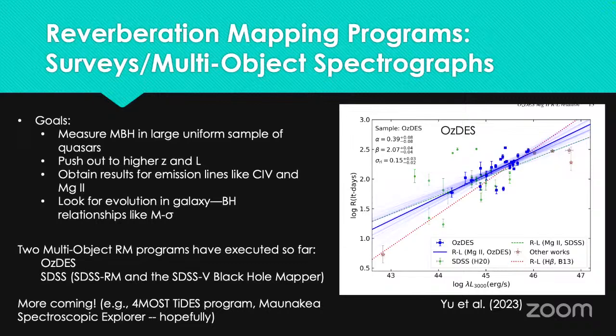And so there's more of these large scale, kind of industrial reverberation mapping campaigns coming. The Foremost Tides program is actually scheduled to begin this year. They will be monitoring quasars. So they have several hundred quasars that they'll be looking at as well. And we're also in the talking phase for programs such as the Mauna Kea Spectroscopic Explorer, which may end up with a reverberation component, or may not. We don't know.